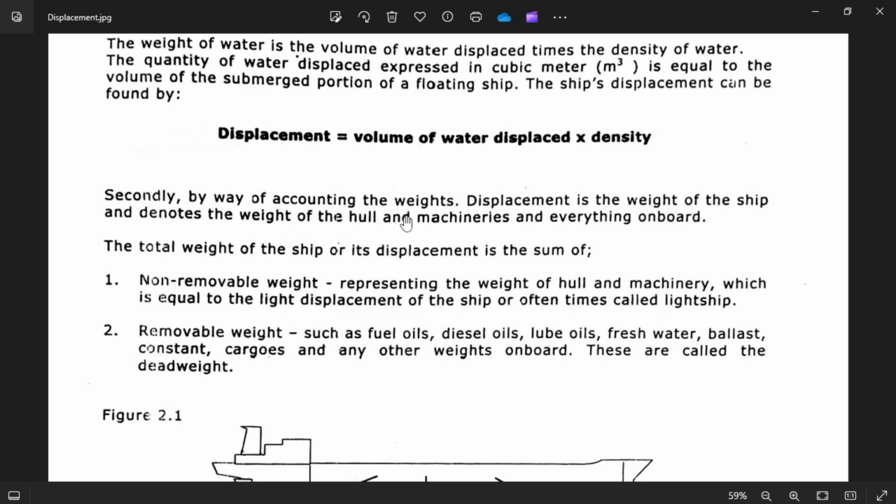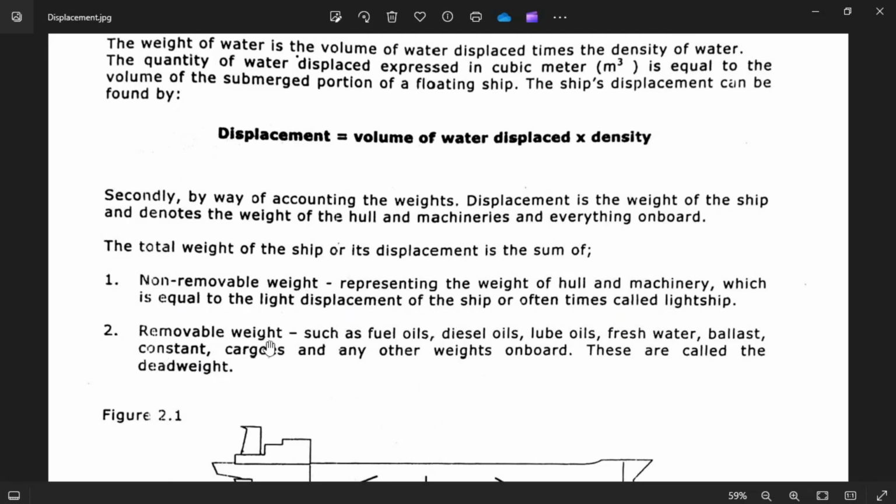Second, by way of accounting the weights, displacement is the weight of the ship and denotes the weight of the hull, machineries, and everything on board. The total weight of the ship, or displacement, is the sum of the non-removable weight, which represents the weight of the hull. This is the non-movable weight, okay? This is fixed, representing the weight of the hull and machinery, which is equal to the light displacement of the ship, or oftentimes called light ship. So this can be called the light ship, which is non-removable, okay?